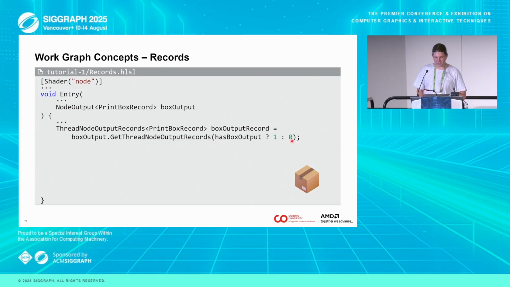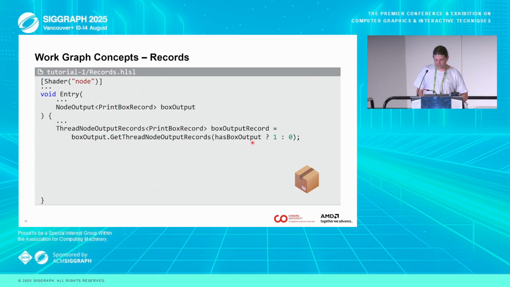And this parameter here says how many records you would like to have per thread. So I have this predicate, has box output record, which determines whether I want to output something for this thread or not. It's either true or false. When it's true, I want to output 1 record, and if it's false, I don't want to output any record. And then I have a little handle onto this, which I call box output record, and it's of this type here, which is thread node output records with the template argument print box record here. So a lot of code, yeah, but it's just necessary to do this.